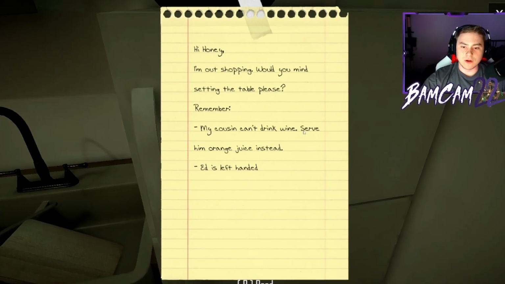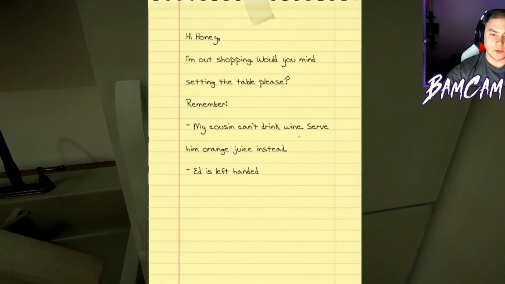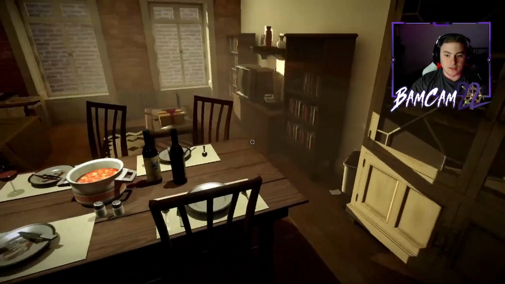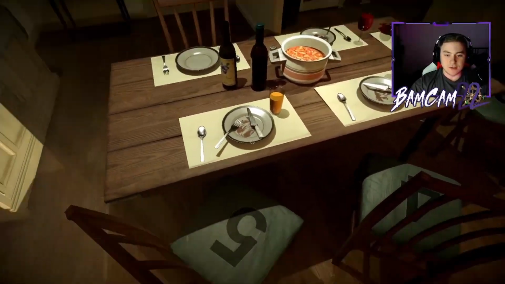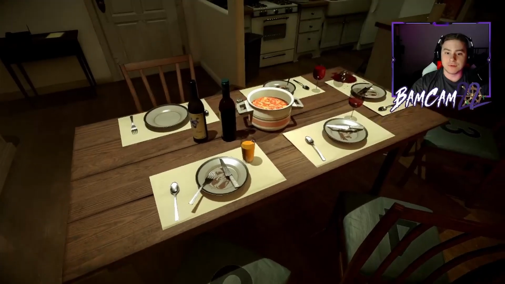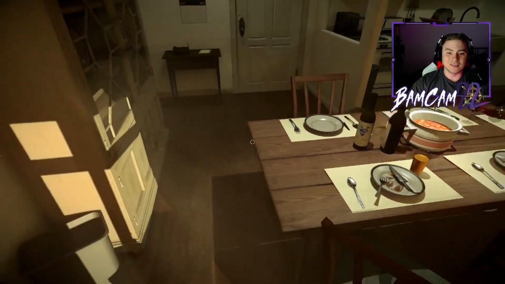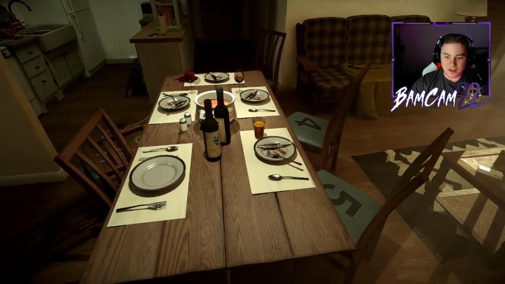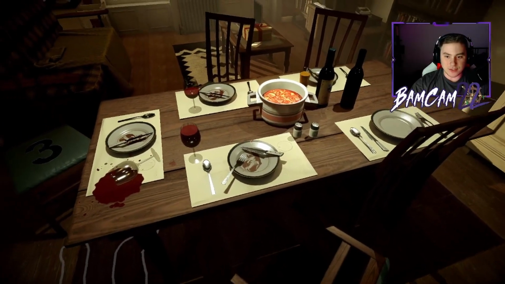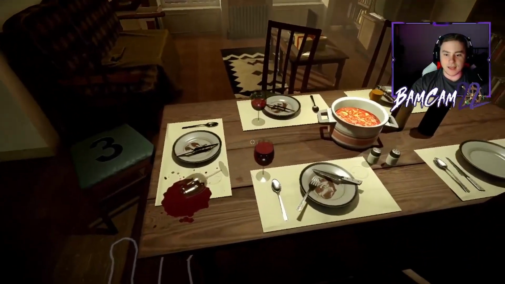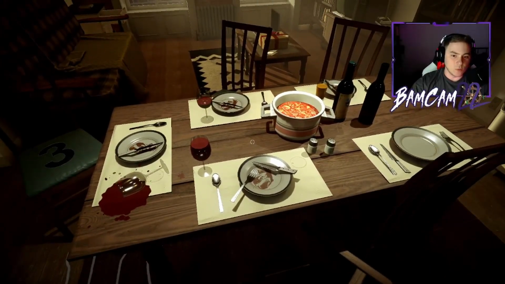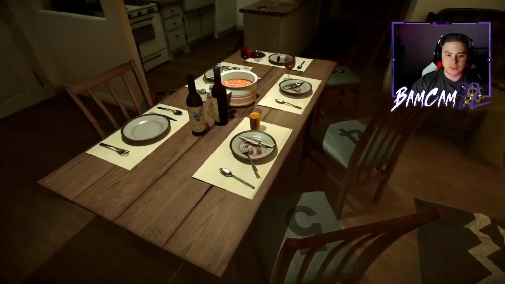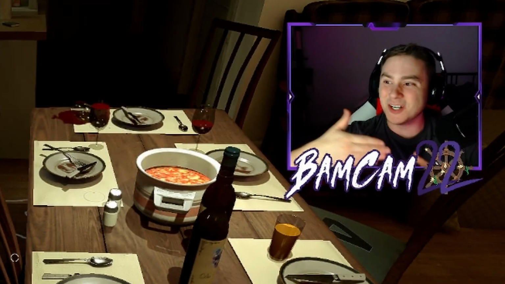Cousin can't drink wine. Serve him orange juice instead. Okay. So the cousin can't drink wine. So the cousin was in chair 5. Already figuring this out. Right? Cousin was in chair 5 because they can't drink wine. This is our left-handed person here, right? Okay, so I'm thinking Ed is sitting here because this is the wine glass on the left side. Cousin doesn't drink, only drinks orange juice. Chair 5. We're starting to put the pieces together.